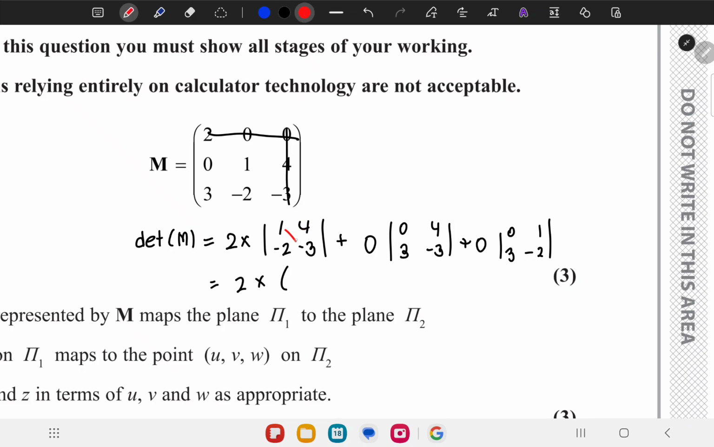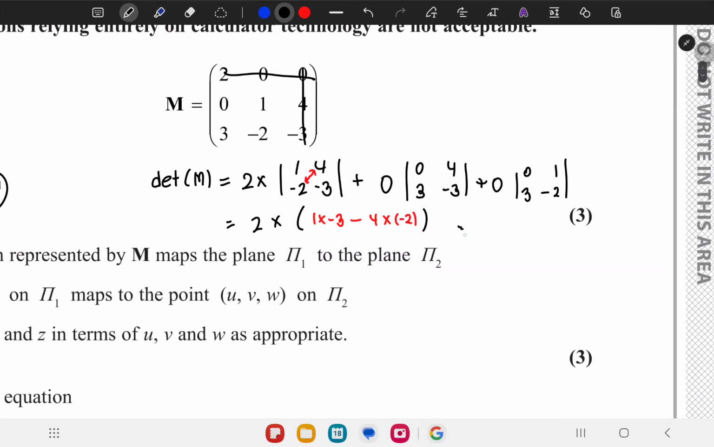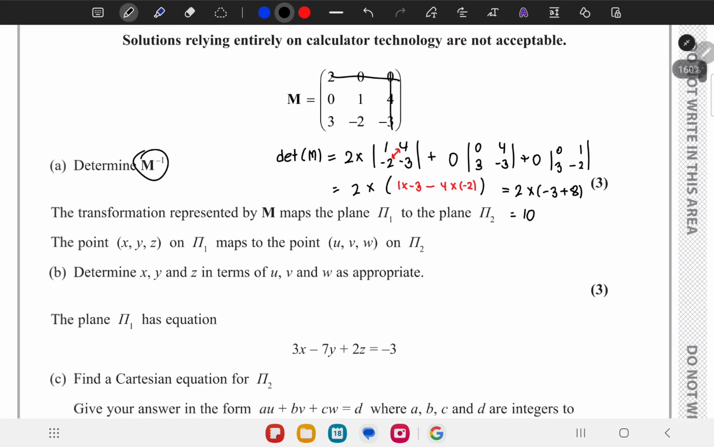For the 2 by 2 matrix, you have AD, so 1 into minus 3 minus BC, which is this, 4 times minus 2. So this is 2 times minus 3 plus 8. So 2 times 5, which is 10. This is the determinant of M.